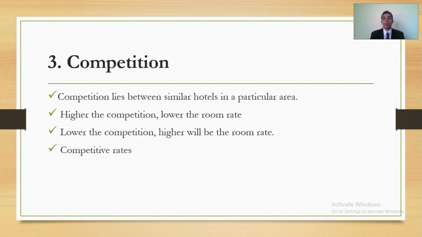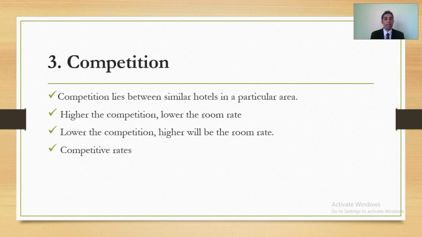Now the very important factor is competition. There lies a competition between similar hotels in a particular area. Now if a city has so many hotels, then there will be very high competition. So whenever we design a room rate of a particular category of room, we need to keep in mind how the competition is in the market. The relationship between competition and the room rate is inversely proportional. That is, higher the competition, lower will be the room rate, and lower the competition, higher will be the room rate.